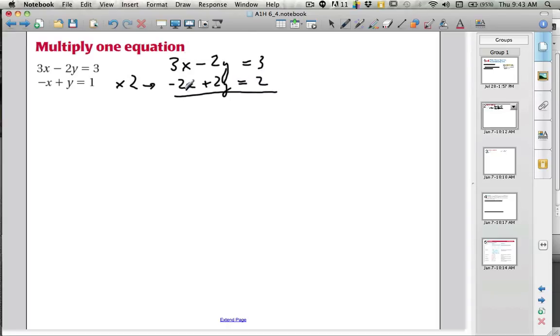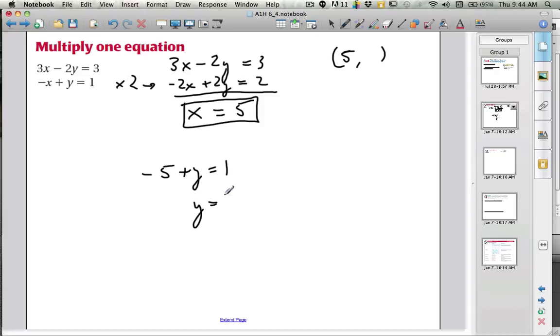When I add everything together, I get x here. These drop out. That was my plan. And 3 plus 2 is 5. So I just go right to x is equal to 5. When I take the 5, I'm going to plug it back into this second equation. So I have the opposite of 5 plus y is equal to 1. If I add 5 to either side, y is equal to 6. And there I've solved my system.